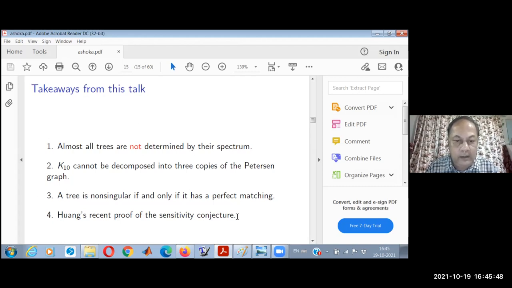But once the connection is made, then the result is purely graph theoretic, and the proof is really simple linear algebra. So that's what I want to talk about.